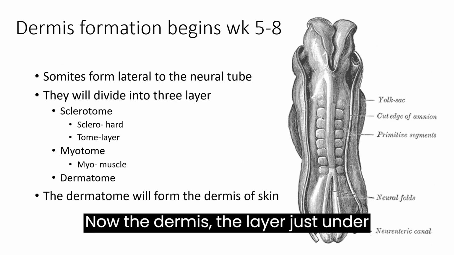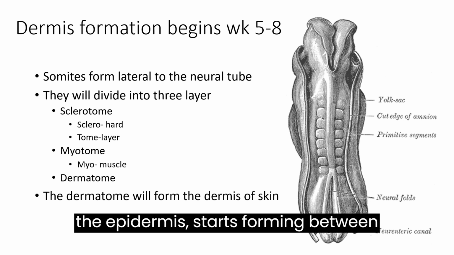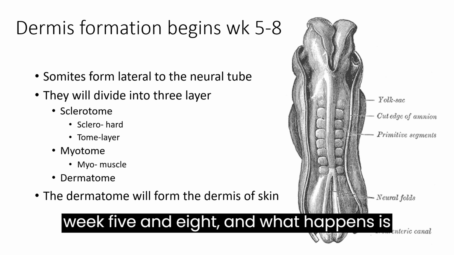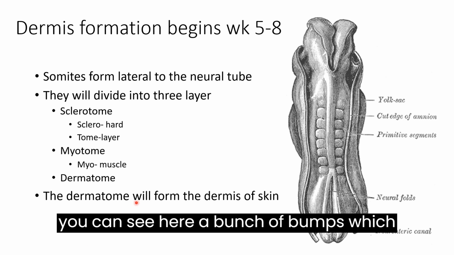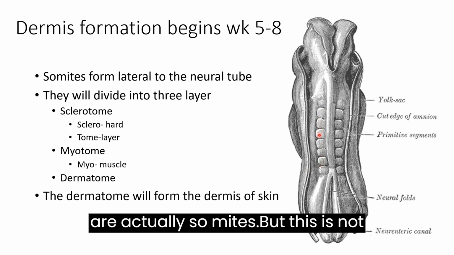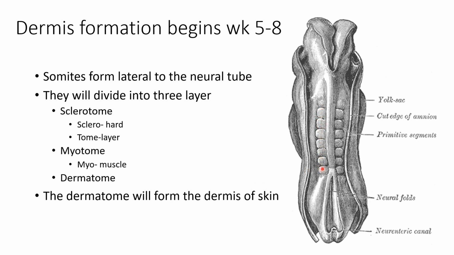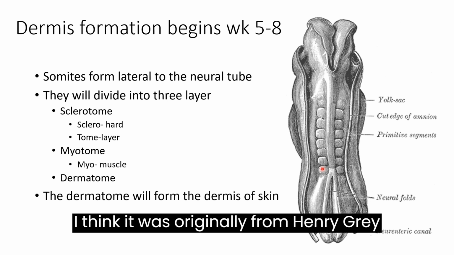Now the dermis, the layer just under the epidermis, starts forming between week 5 and 8. And what happens, you can see here a bunch of bumps, which are actually somites. But this is not a KenHub image, by the way. This is, I think, originally from Frank Netter.